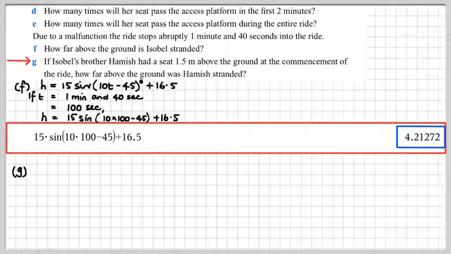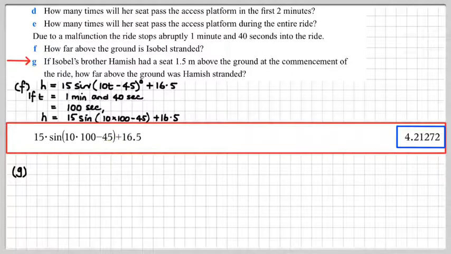In terms of the mathematical formula for the height above the ground, Hamish is horizontally translated in his sine graph compared to Isabel because he's at a different point in the cycle. Same cycle, different point on the Ferris wheel, right? So this term here, this 45, is going to be different. Everything else is going to be the same, but that term is going to be different.